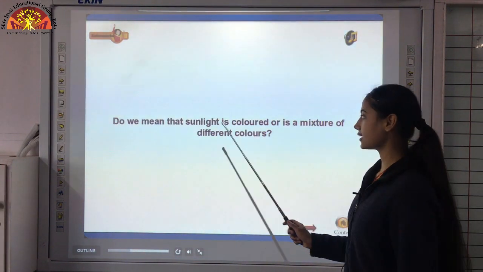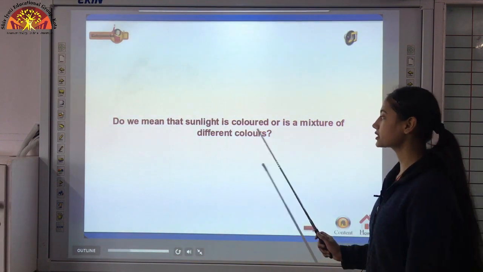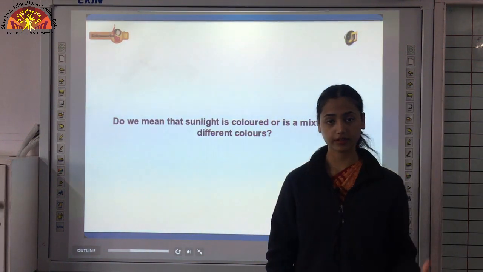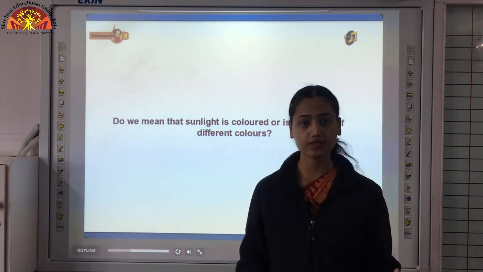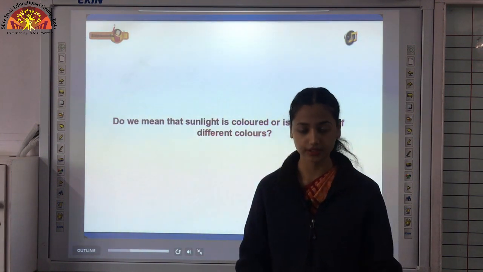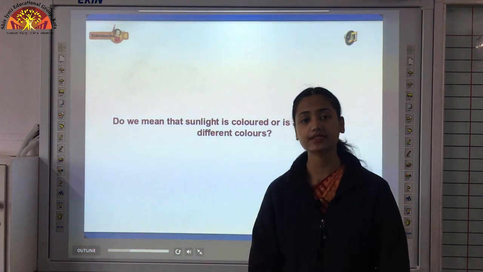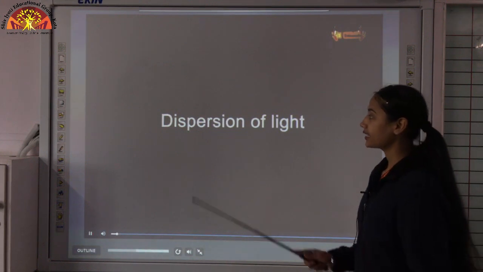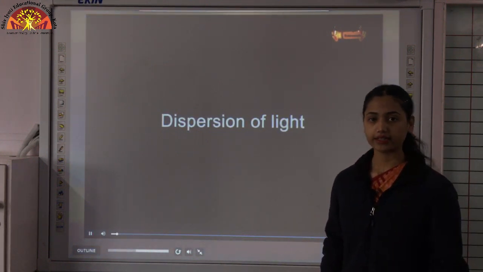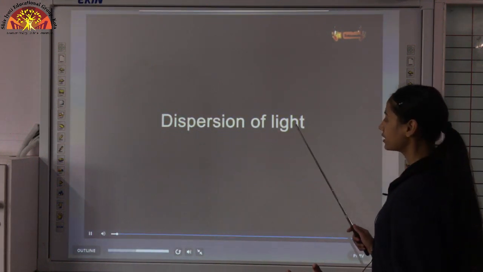Do we mean that sunlight is colored or is a mixture of different colors? Okay, answer this. The rainbow is formed as a result of sun rays only, because sun rays are scattering into different colors. So by this, yes, we can say that sunlight is a mixture of different colors. And that scattering of sunlight is known as dispersion of light.